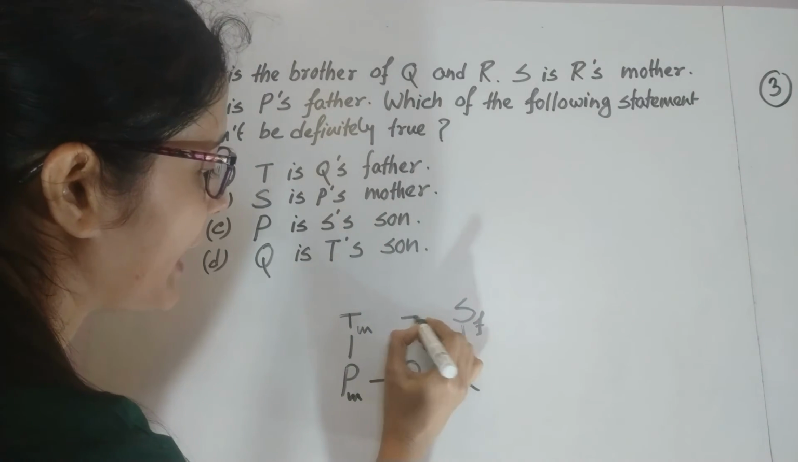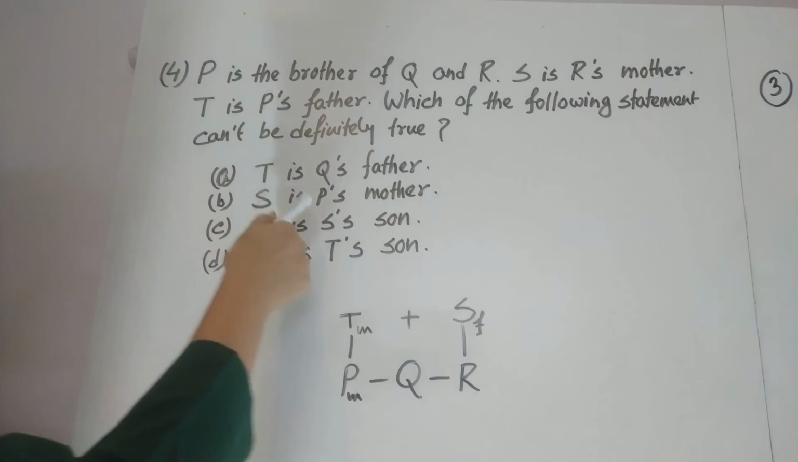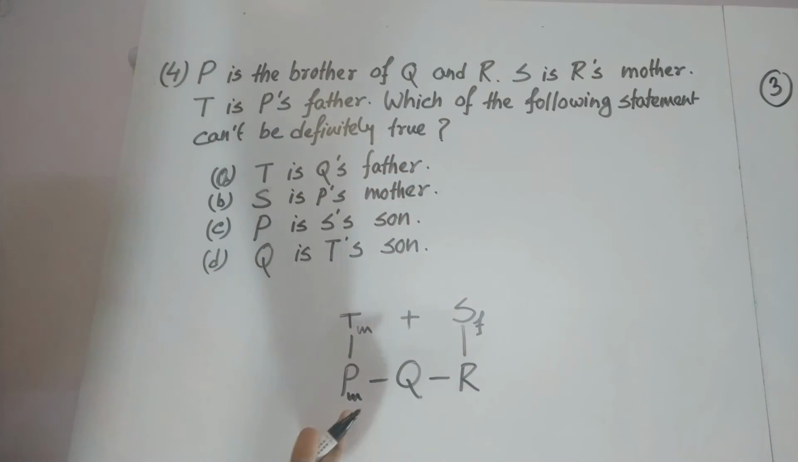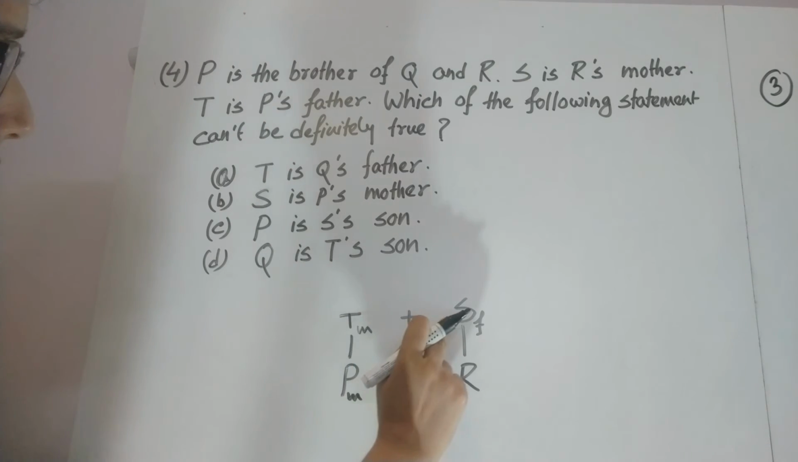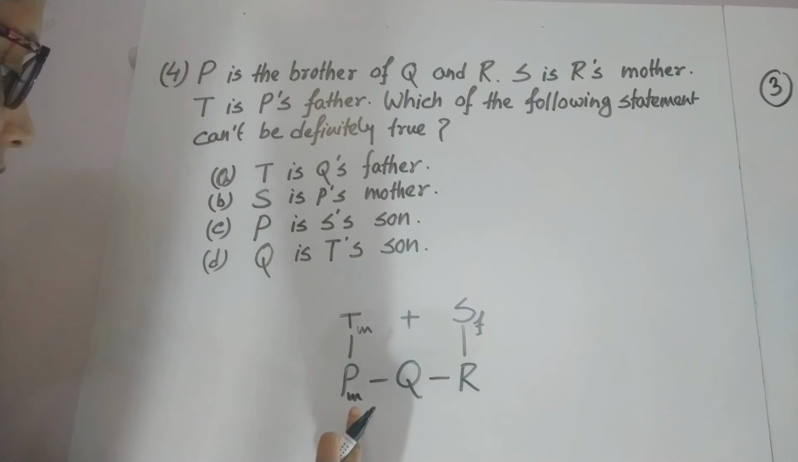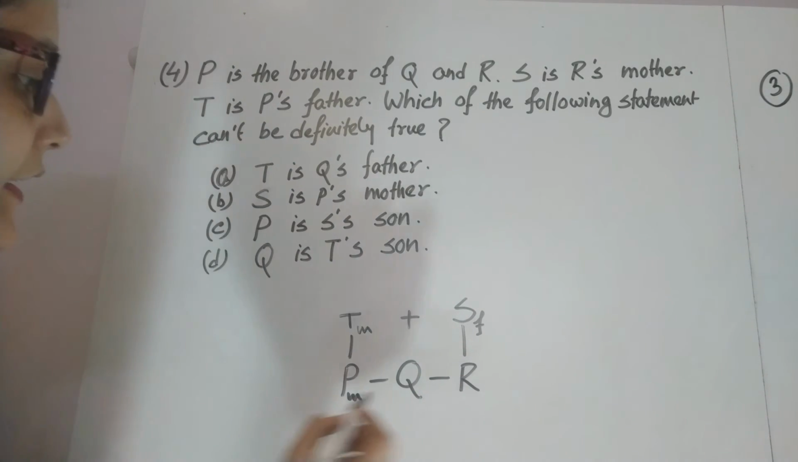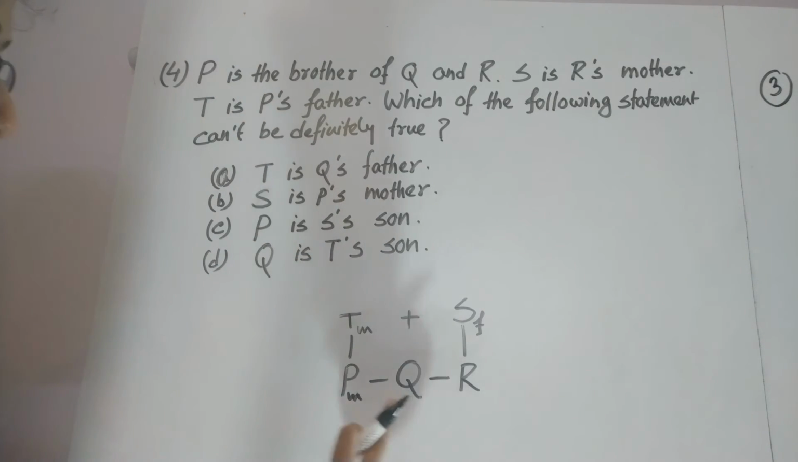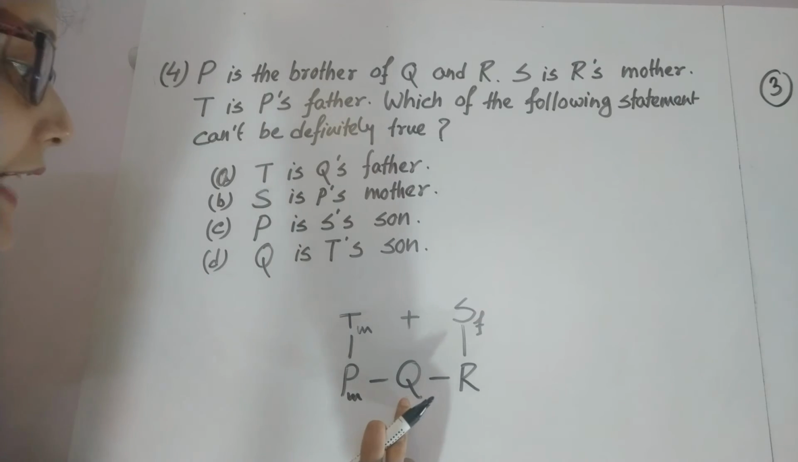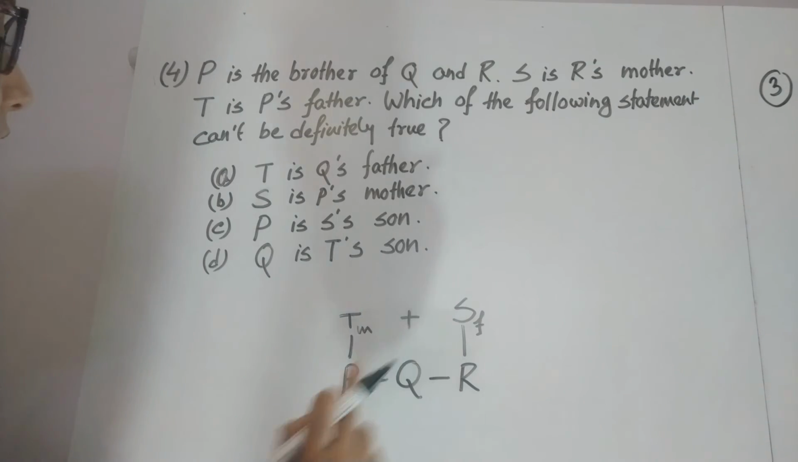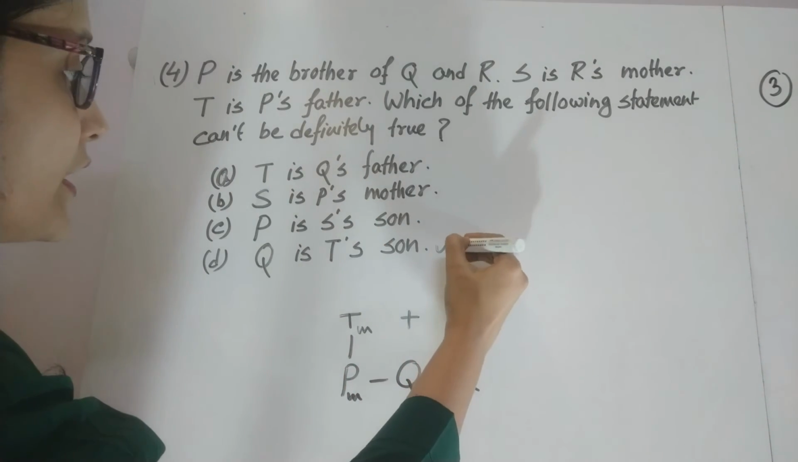Here T and S are married couple. S is P's mother. Yes, that is also true from here. S belongs to the previous generation. P is S's son. Yes, P is a male member. So P is definitely S's son. Q is T's son. No, here we cannot say Q is T's son. He can be the daughter as well, because here we cannot determine Q's gender. So this cannot definitely be true.